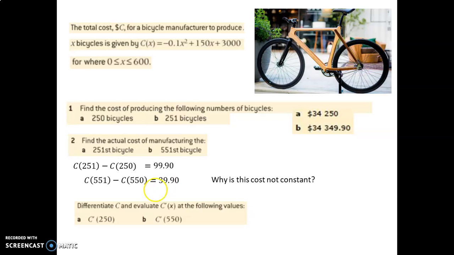All right, next question. It says differentiate C to find C prime. So find the derivative of this function. Let's do that first.